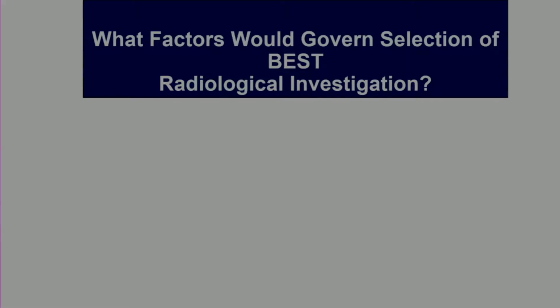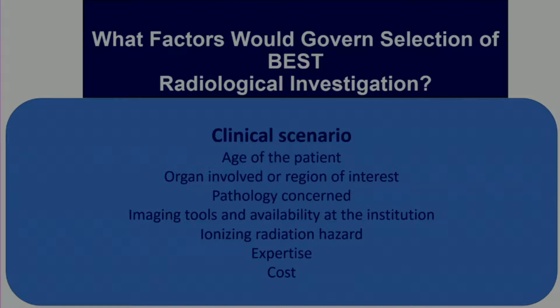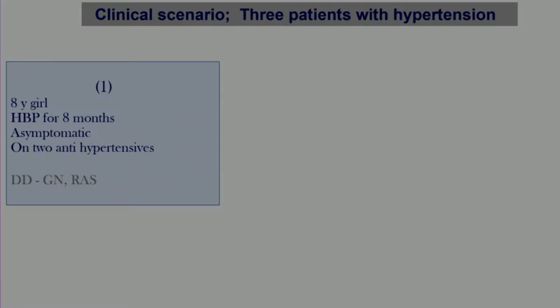Then what factors would govern the selection of the best radiological investigation? As I have highlighted, the clinical scenario is the most important thing, and then comes the age of the patient, because the younger the age, we will move away from ionizing radiation investigations. Then the organ involved and the region of interest, and of course the pathological concern, and the imaging tools available at the institution, or, since we are a small country, we can consider even in the country as a whole. Then ionizing radiation hazard, and of course the expertise, and last but not least, the cost.